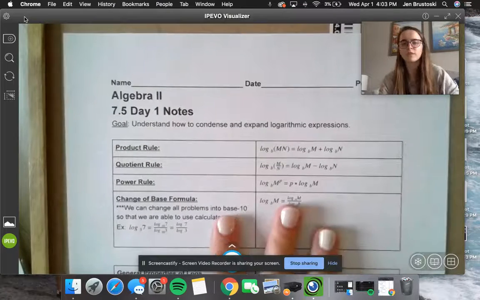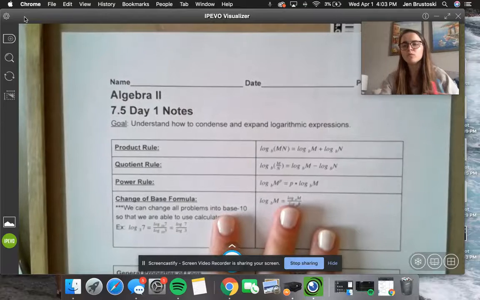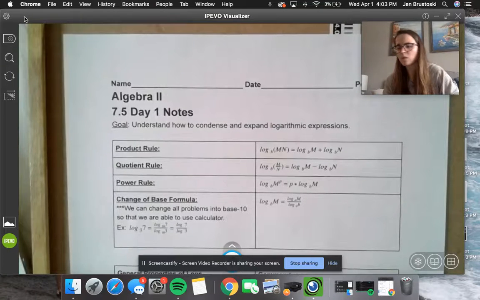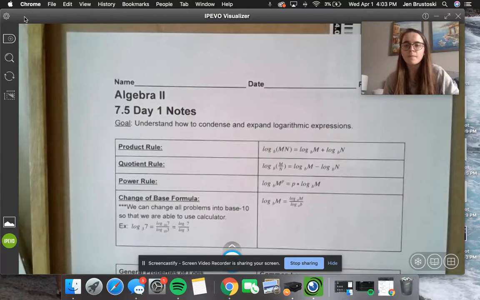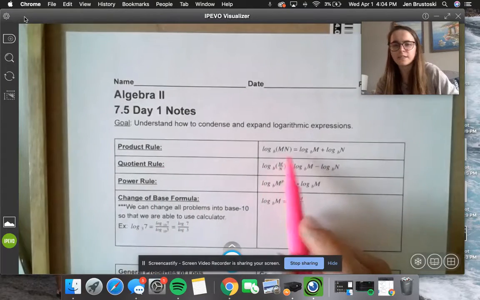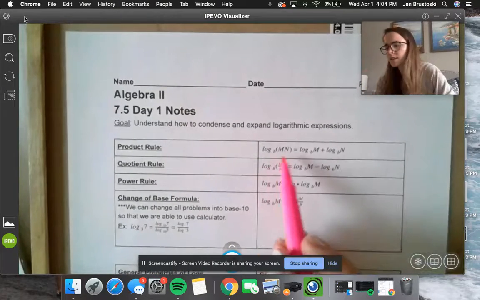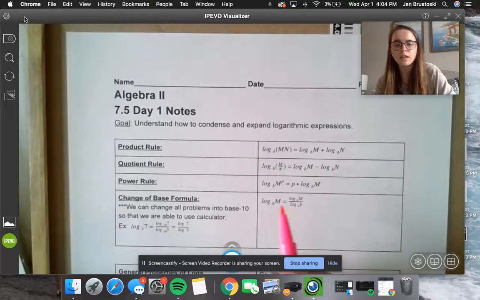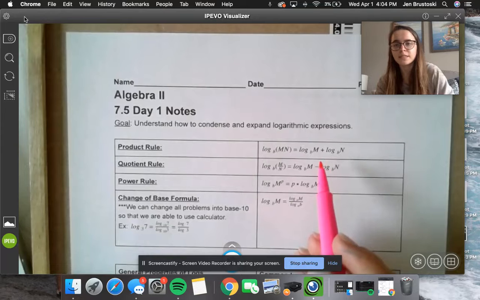all of the formulas are right here on your paper. You do not have to memorize them, but as you use them, you'll start to memorize them anyway. Okay, so first we have the product rule. Basically, what that is, the product rule, is if we have a product, in those parentheses we have a product of two values, we can add those two values together as separate logs, and it means the same thing.